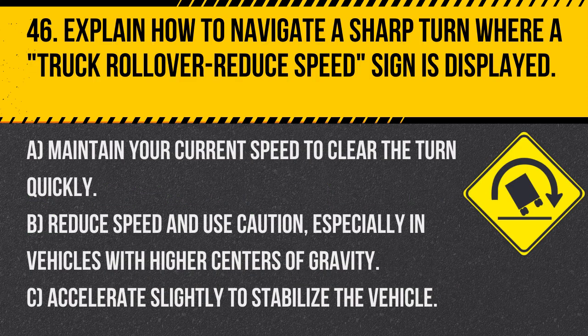Question 46. Explain how to navigate a sharp turn where a truck rollover reduced speed sign is displayed. A. Maintain your current speed to clear the turn quickly. B. Reduce speed and use caution, especially in vehicles with higher centers of gravity. C. Accelerate slightly to stabilize the vehicle.